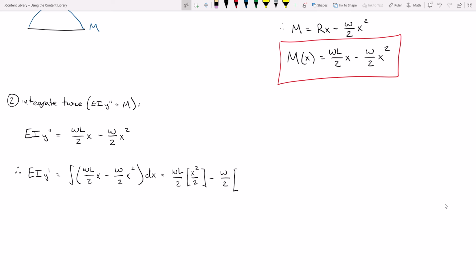the integral of what? What is the integral of X squared? X cubed over 3. Is that it? Plus C. Now in this case we're going to call it C1 because we're integrating again and we're going to get a C2. So just call it C1 now. So I'm going to simplify this a little bit. I got 2 times 2, so we'll say WL over 4 X squared minus W over 6 X cubed plus C1.